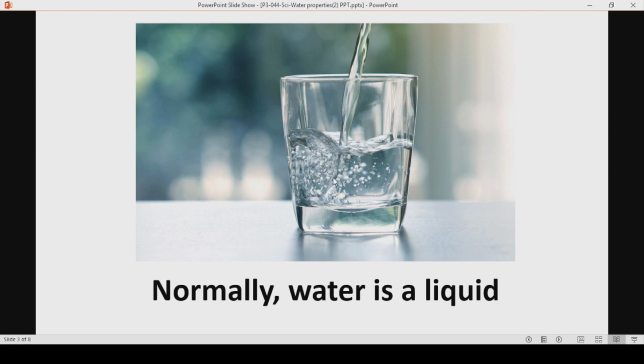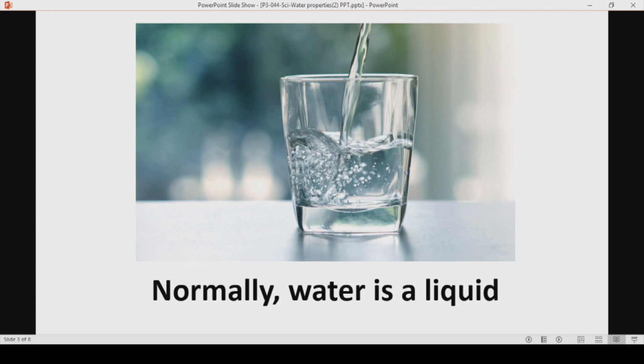When water is a liquid, we can drink it. Yes, you think about your bottle of water. When you pour water out of the bottle into a glass, it is a liquid. What colour is the water? Colourless. Yes, you can see through the water. There's no colour, it's colourless.